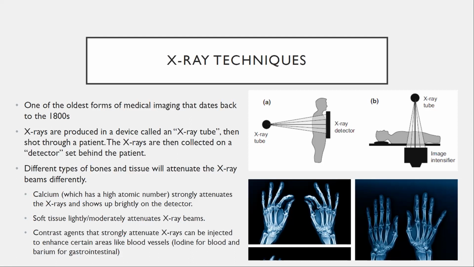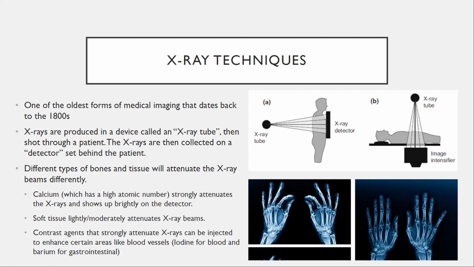And so the detector is going to collect these X-rays and create almost like a 2D image, like a 2D imprint. Okay. And the reason this works is because as the X-rays travel through your body, they're going to attenuate or basically scatter, depending on the types of tissue they are going through.